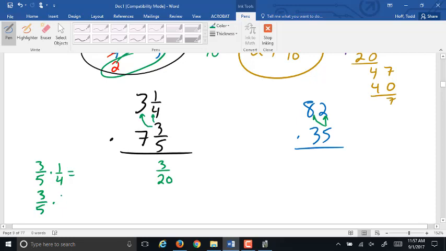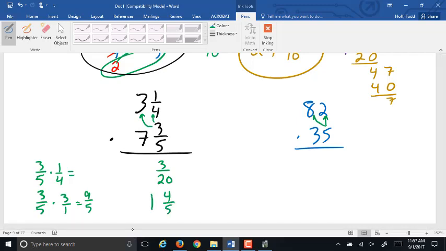3/5 times 3. How do I multiply a fraction by a whole number? We make the whole number into a fraction by putting a 1 under it. 3 times 3 is 9. 5 times 1 is 5. 9/5 becomes 1 4/5.